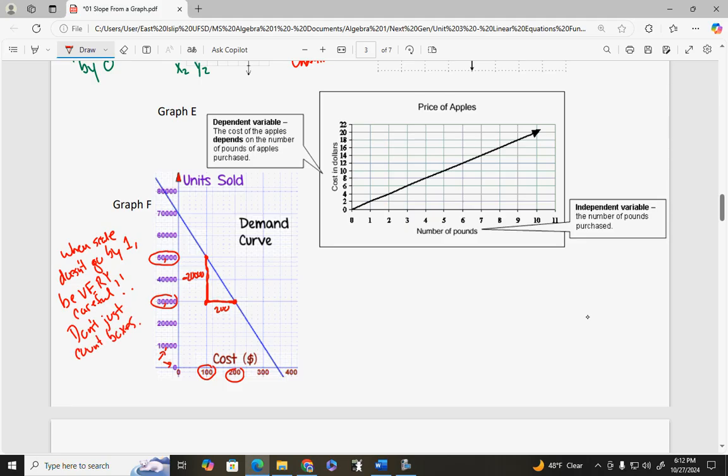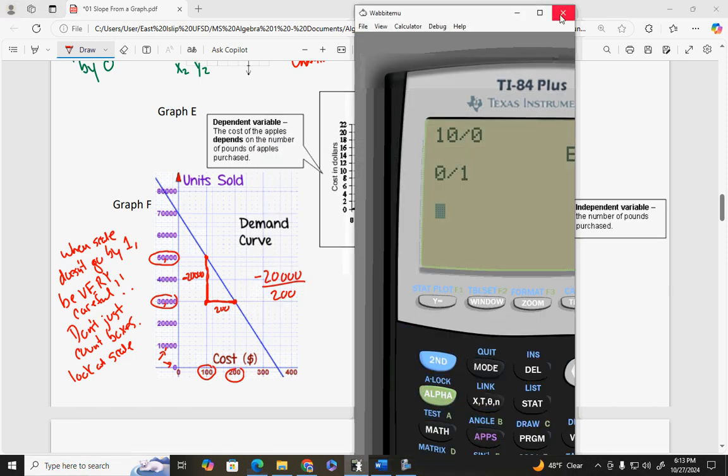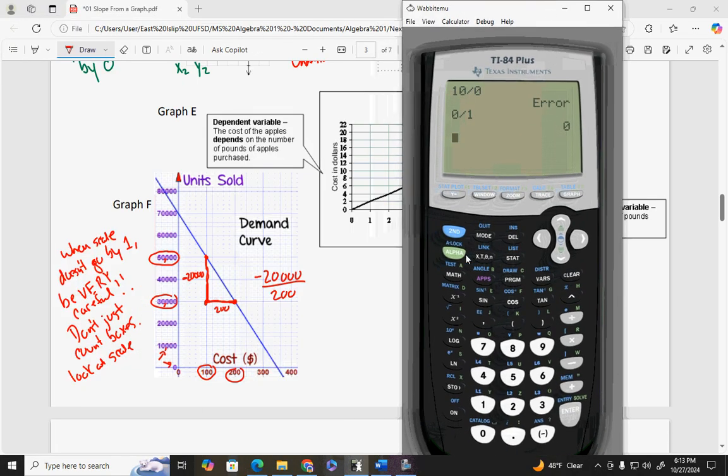You have to look at the scale to see what each box represents. So I went down 20,000 and over 200, and that really should be simplified. Do you know that your calculator simplifies fractions for you? So remember, we do alpha y equals enter for a fraction.